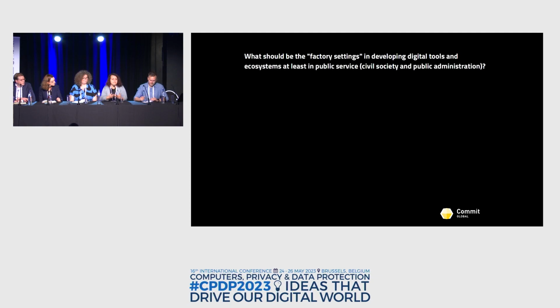By default, something that is good for the audience and the target beneficiary groups, and that takes into account all of the important points when it comes to making sure that we don't make people less vulnerable when using technology. So I thought of a few things that I believe are factory settings when you develop digital tools. I wrote here that at least in public service, which is civil society and public administration, but I do believe that this should be something that has to be adopted in technology at large.